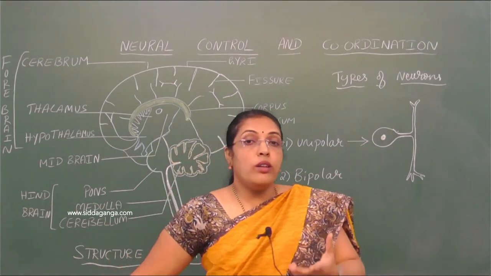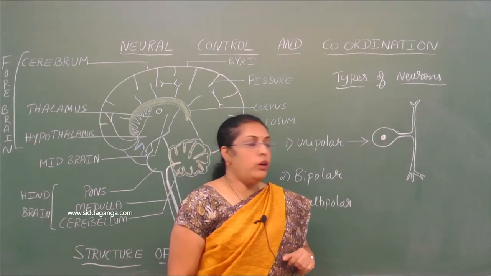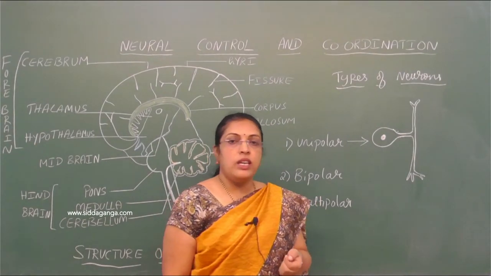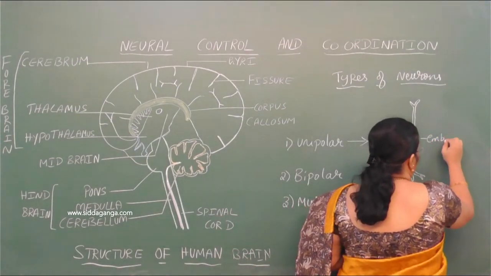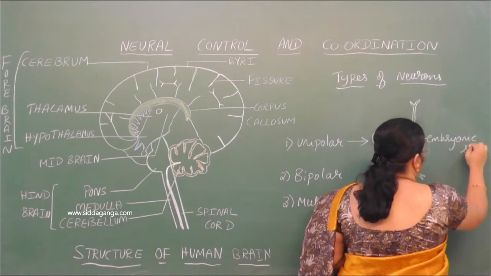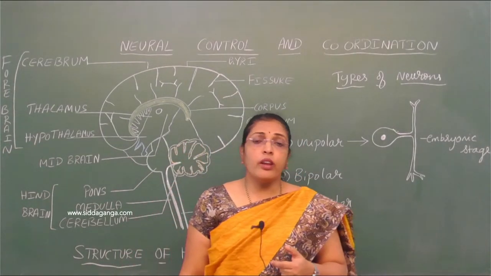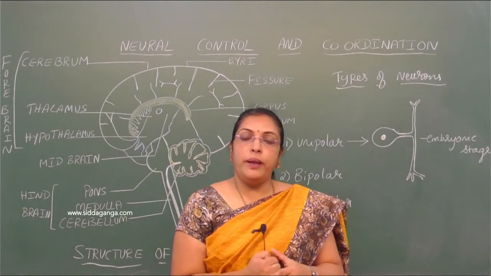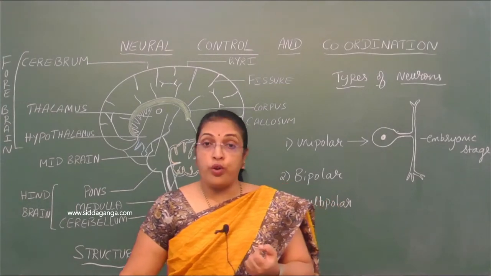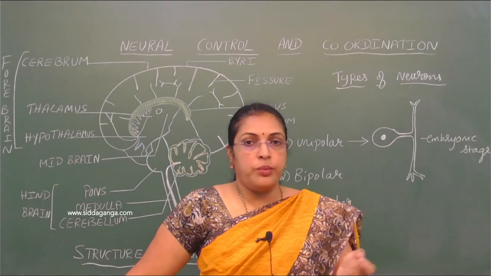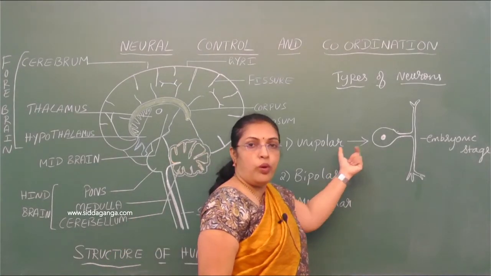What are dendrites? What are axons? We'll discuss in this class when we go to multipolar. This unipolar neuron is seen in the embryonic stage. Embryonic stage means when the zygote, after fertilization, undergoes repeated mitotic division to increase the number of cells. Those cells start joining themselves to form tissues, organs and organ systems. That is embryonic development. During that time, we see unipolar neurons.